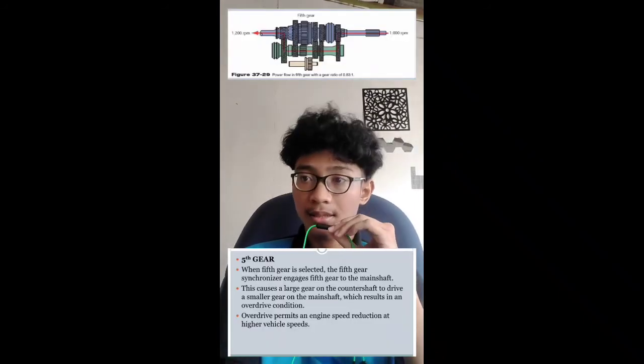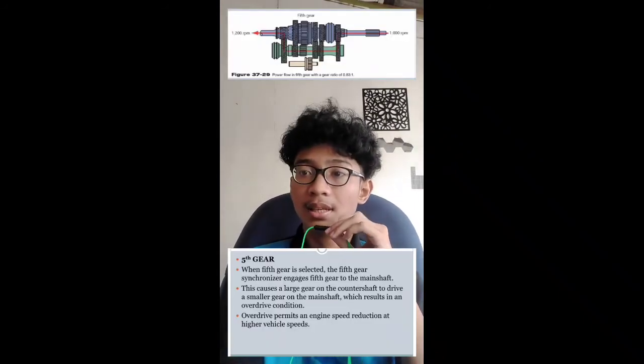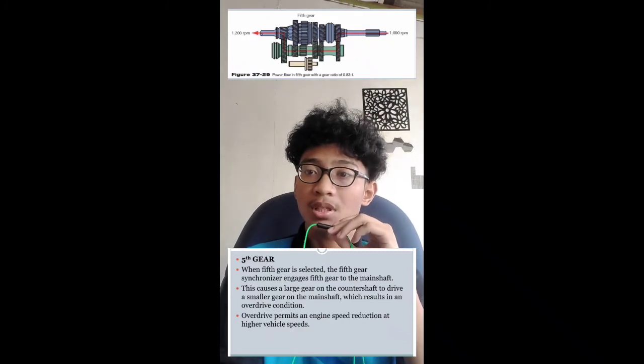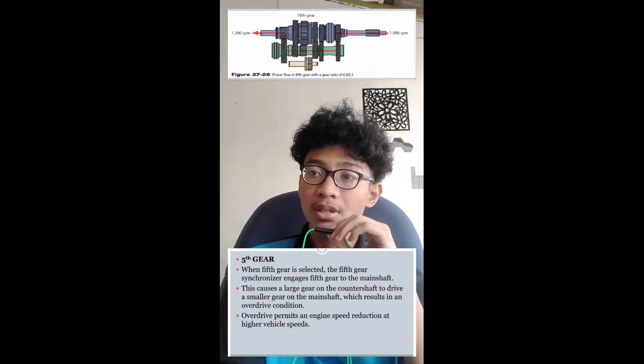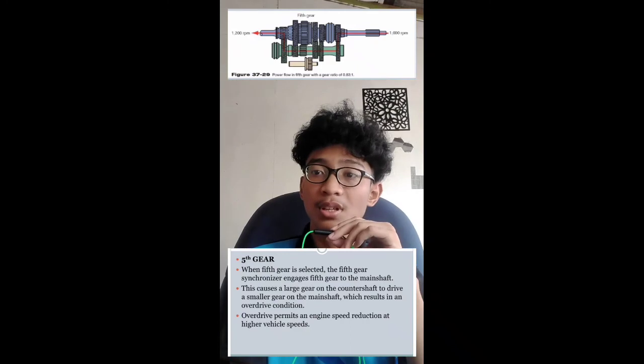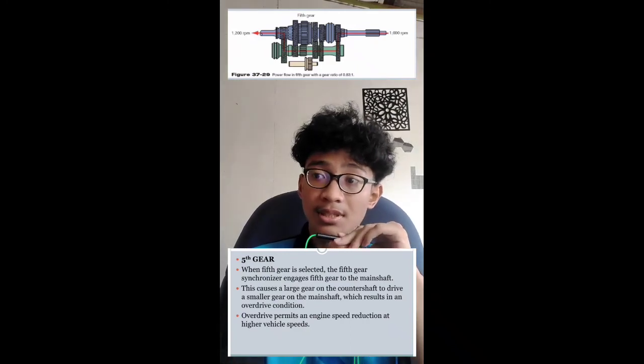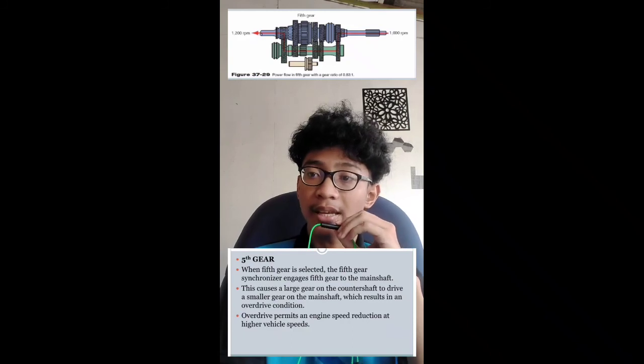When fifth gear is selected, the fifth gear synchronizer engages fifth gear to the main shaft. This causes a large gear on the counter shaft to drive a smaller gear on the main shaft, which results in an overdrive condition. Overdrive permits an engine speed reduction at higher vehicle speeds.